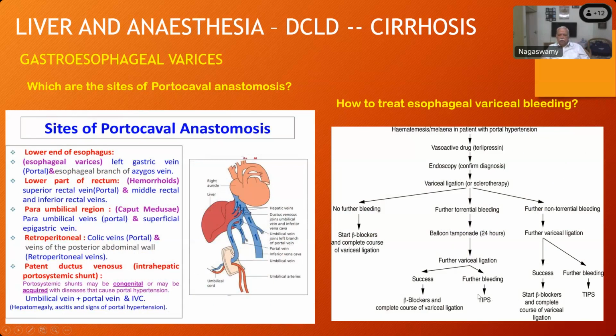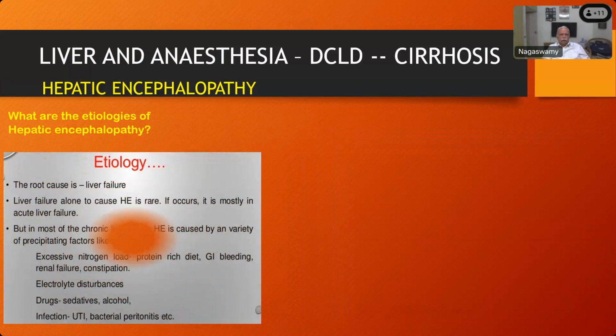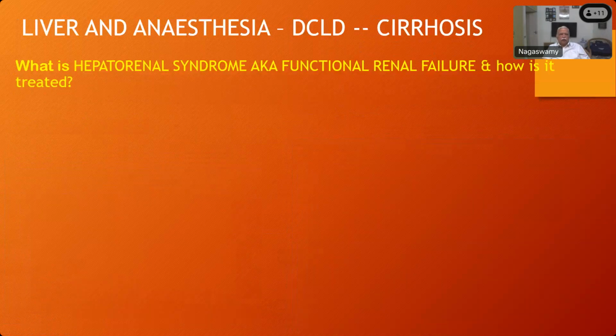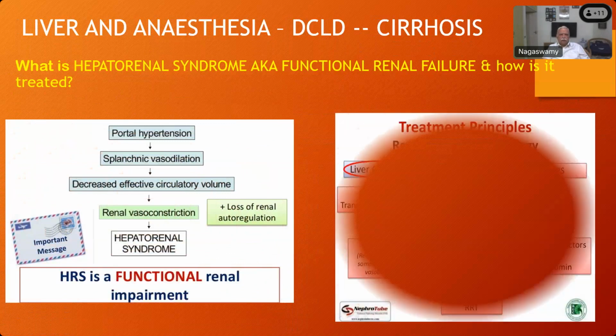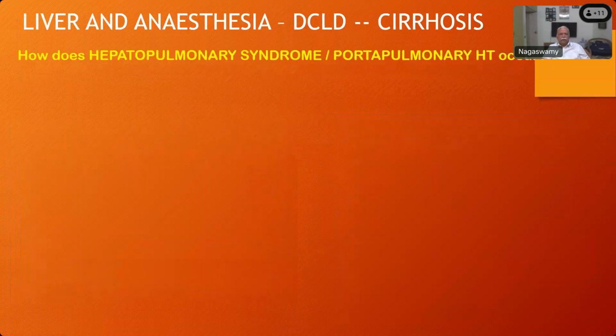And the final treatment is transjugular intrahepatic portosystemic shunting. Okay, so this is the final treatment. Hepatic encephalopathy, the causes are the following. How is it treated? Another point which you have to know. And hepatorenal syndrome is also known as functional renal failure. And the treatment, how you do that, is mainly by increasing the perfusion.